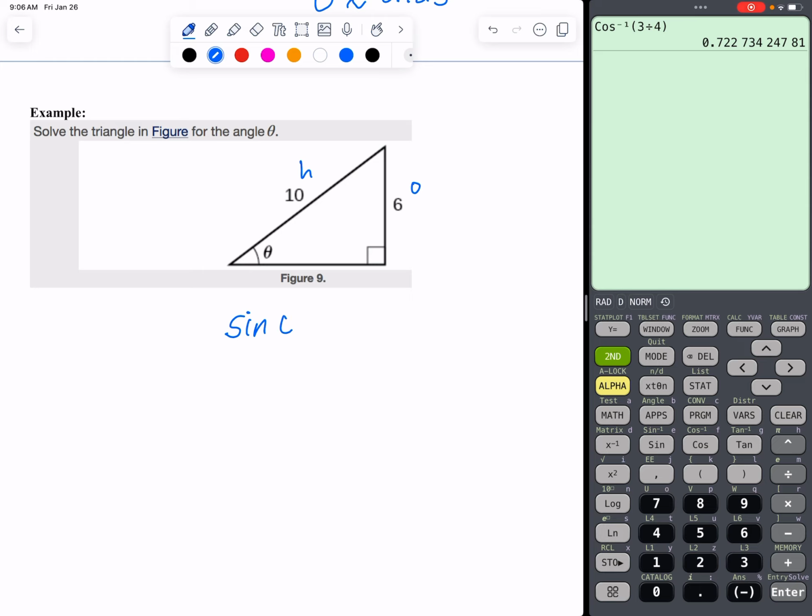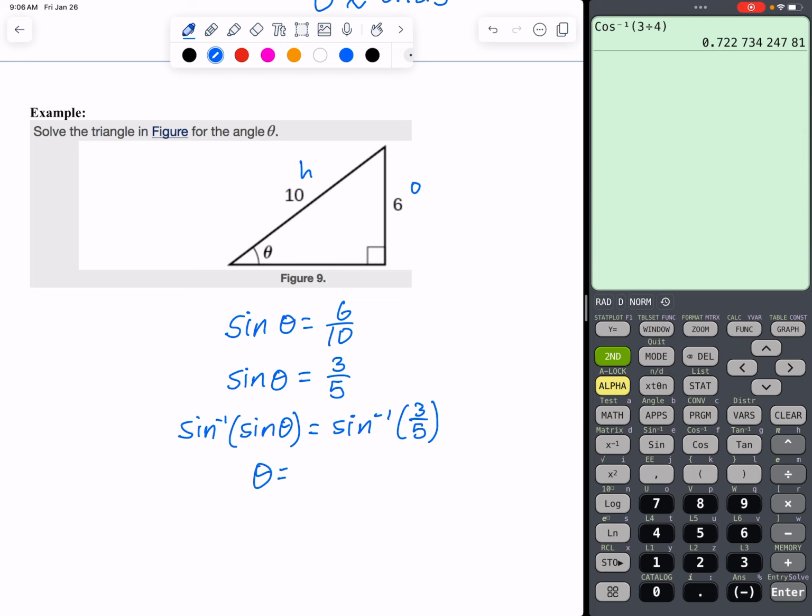So sine theta is 6 over 10. I need to reduce it. Sine theta is 3 over 5. You don't have to, you'll get the same answer. And then to undo sine, I do inverse sine to both sides. And you get theta.